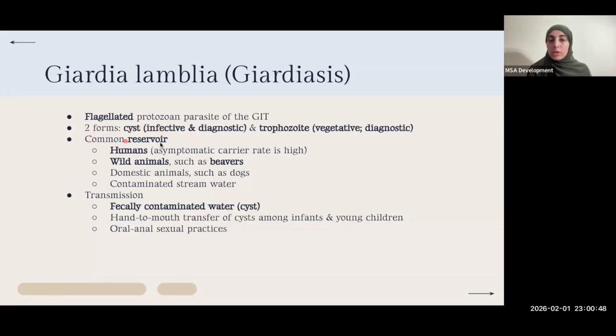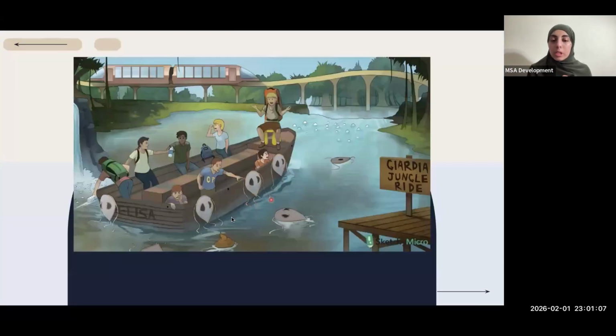What are common reservoirs of this protozoan? It's found in humans. It's also found in wild animals such as beavers, as well as domestic animals in contaminated stream water. How is it transmitted? Through fecally contaminated water. The water has the cyst, okay? So transmission is through fecally contaminated water. Remember the sketch picture with the poop here, the stool and water, okay?